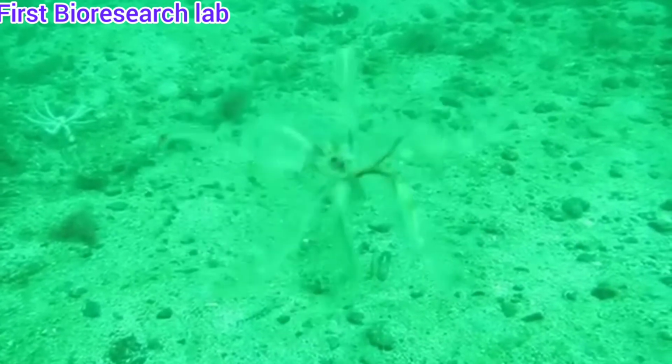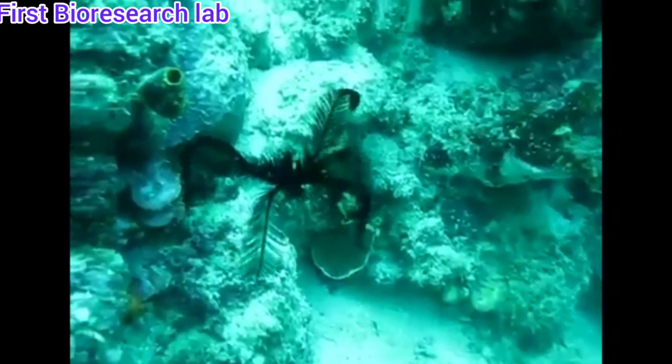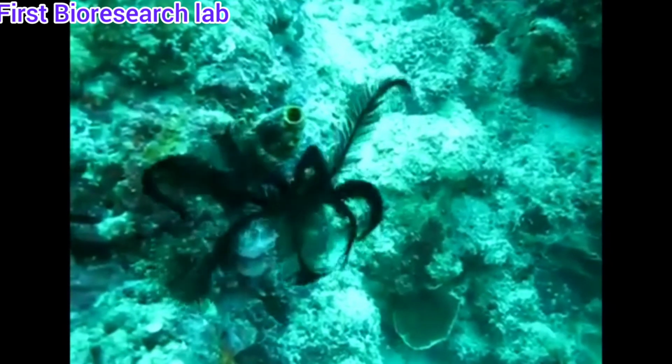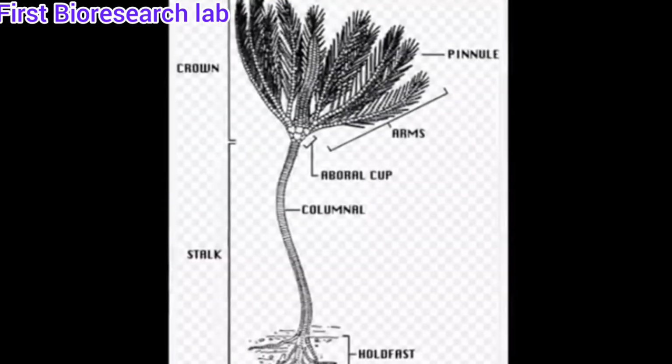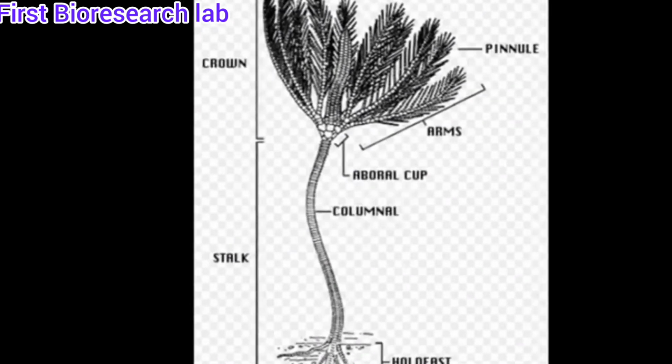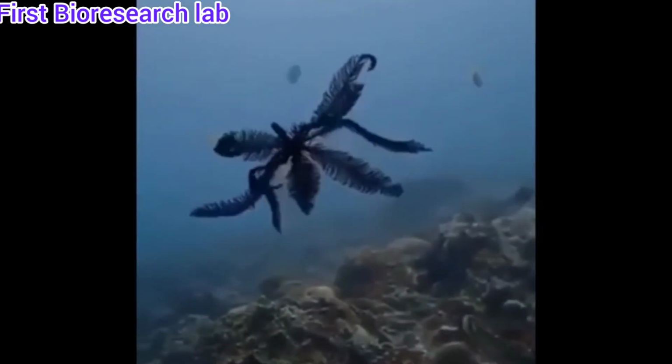Feather stars are separated into males and females. After a female's eggs are fertilized, they will hatch into free-swimming larvae. Larvae develop into stalked juveniles that stay attached to the seafloor until they are ready to break away and become free-swimming adults.